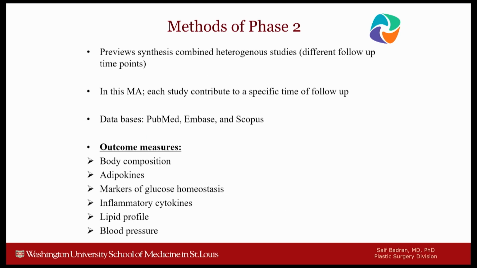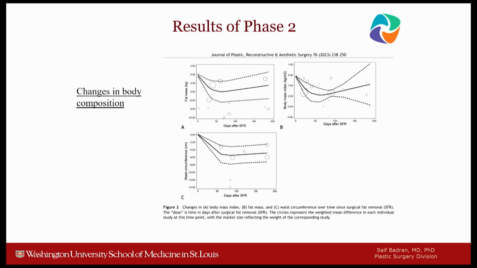We categorize the outcomes into several categories. We looked at the changes in body composition, adipokines, glucose homeostasis, inflammation, lipid profile, and even blood glucose and blood pressure. First, we looked at the change in the body composition.